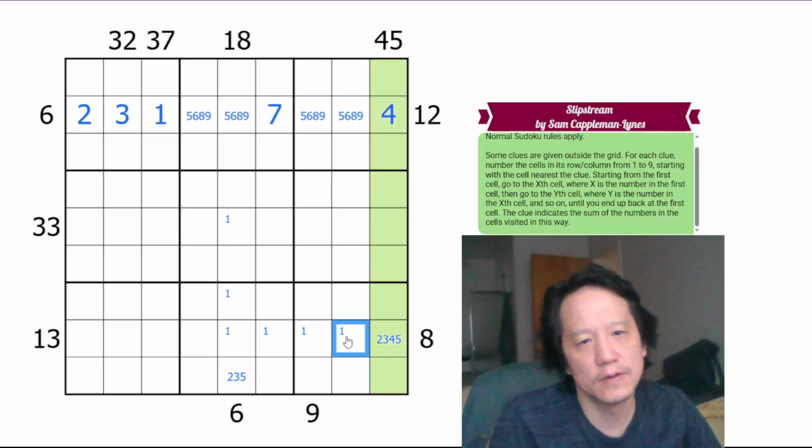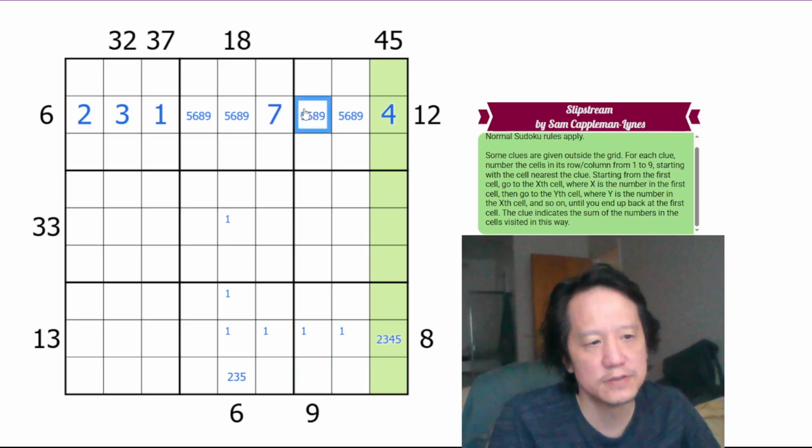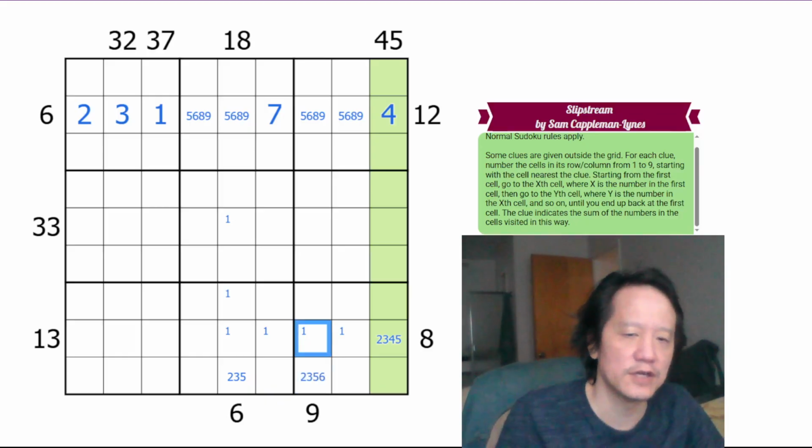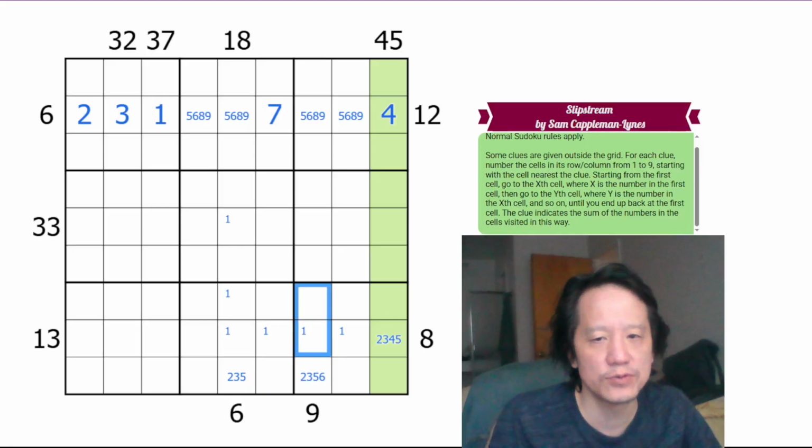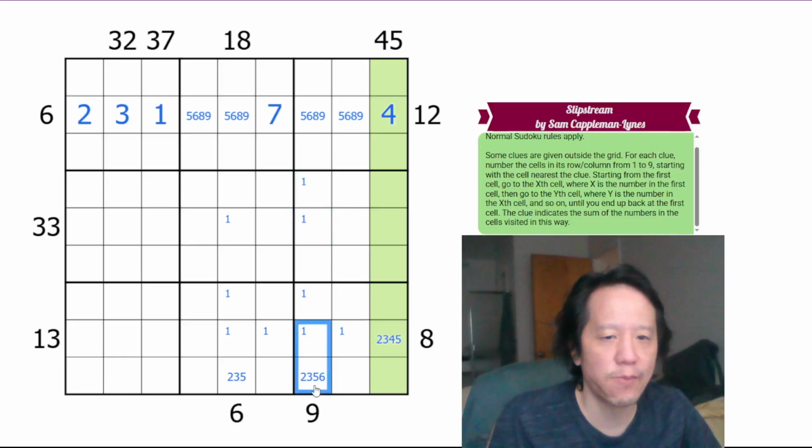9 would be... Okay, so 1 cannot be here, so it can't be 1, 8. So it must be 3 digits adding up to 9, because it can't be 4. So it's 1, 2, 6 or 1, 3, 5. So this is 2, 3, 5, or 6, and the 1 can be in 2, 3, 5, or 6 as possibilities for this 9.